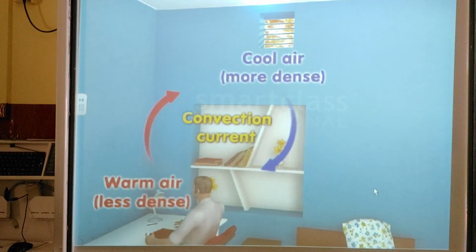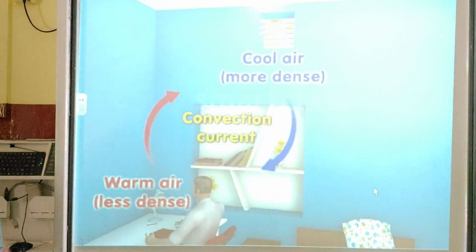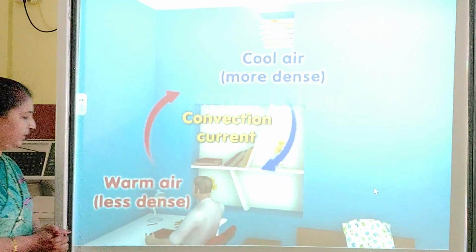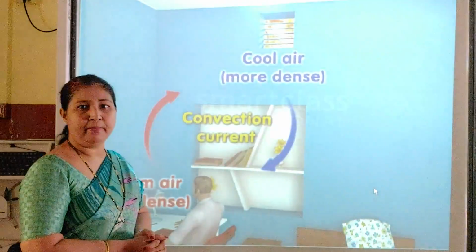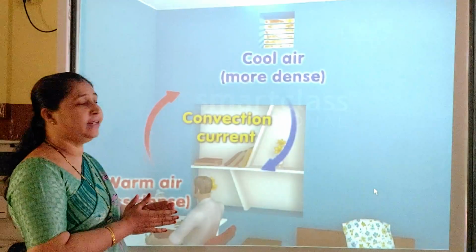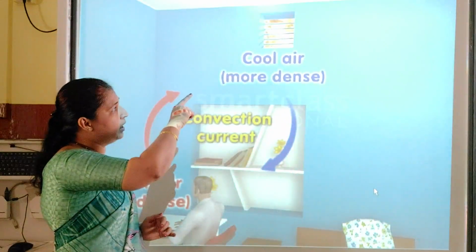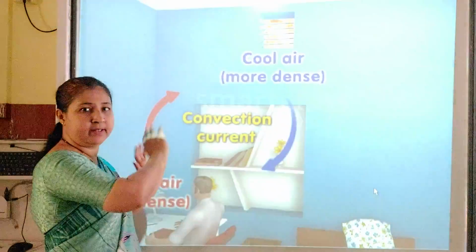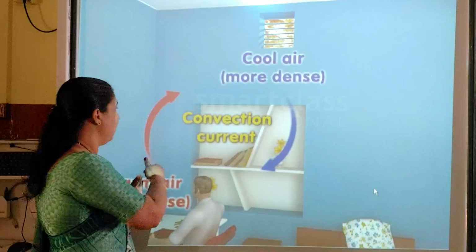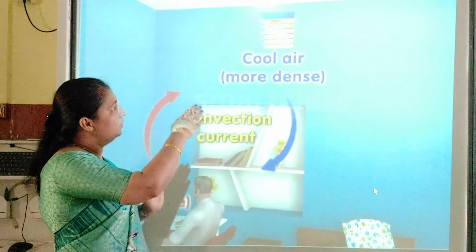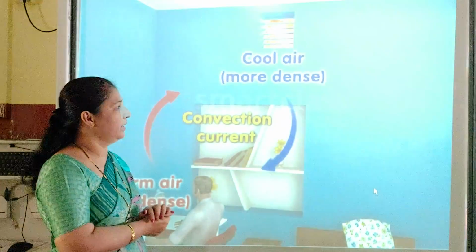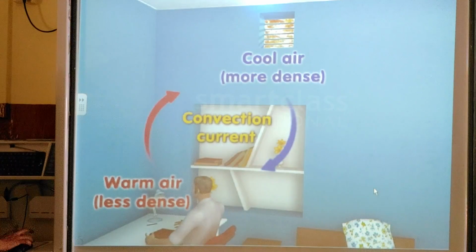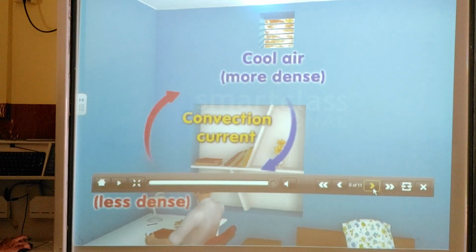So here again, this is an example of convection. When we are sitting and studying in a room, the air we breathe out is warm. If you have ventilation, this warm air goes out and the fresh air comes in. That is the cool air. So this is again a continuous process, warm to cool, or hot to cool. So this is again convection. These are the various examples of transfer of heat by convection.